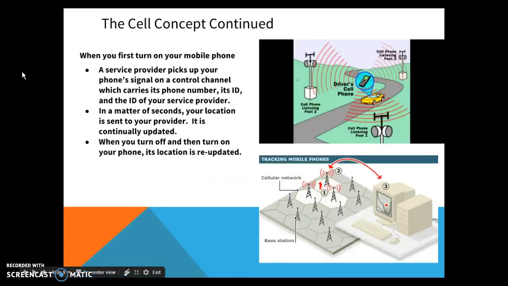Now getting to the Edward Snowden part of the cell phone concept. When you first turn on your mobile phone, a service provider picks up your phone signal on a control channel, which carries its phone number, its ID, and the ID of your service provider. In a matter of seconds, your location is set with your provider. It is continually updated. When you turn your phone off and then on, its location is updated again.